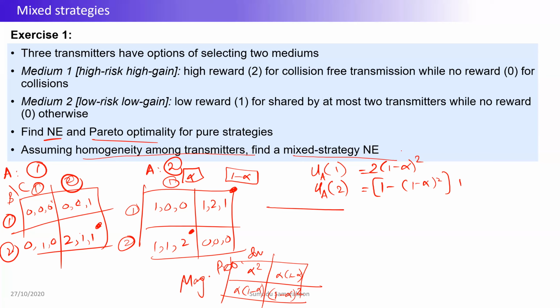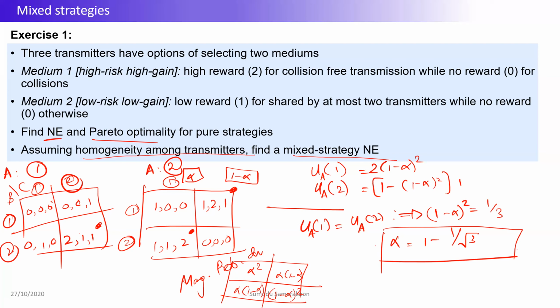So at the equilibrium, what happens? The choice of alpha makes no difference in choosing one of these two utilities. So basically we need this to equal this. That is the Nash condition. Correspondingly, we end up with 1 minus alpha squared equal to 1 over 3, right? Alpha should be 1 over root 3. Then you can calculate the corresponding reward based on this. So this is the mixed strategy Nash.